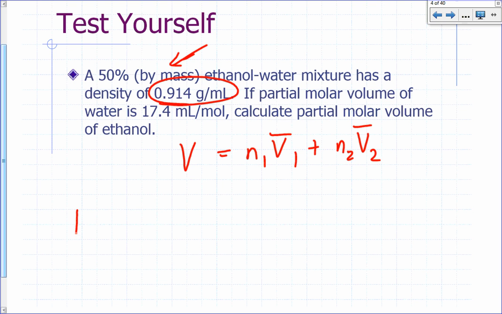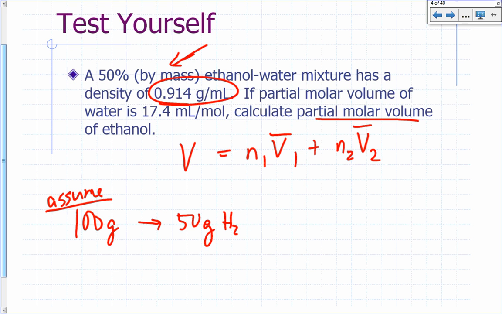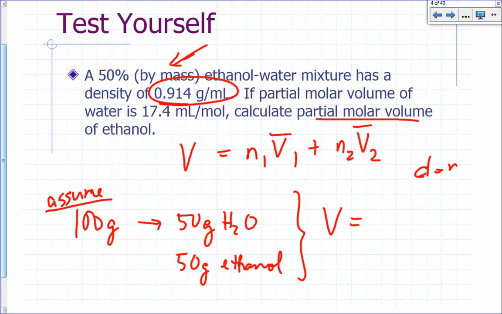So let's just assume we have 100 grams. Since partial molar volumes are intensive properties, they don't depend on the actual amount. It only depends on the composition and the concentrations of your components. So let's say you have 100 grams. So that means you have 50 grams of water and you have 50 grams of ethanol. So what would be the volume of our mixture? Remember, density is mass over volume. So volume would just be mass over density.